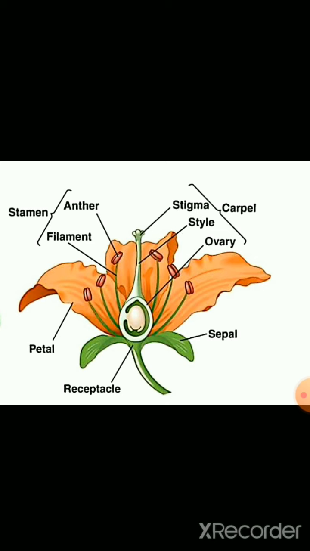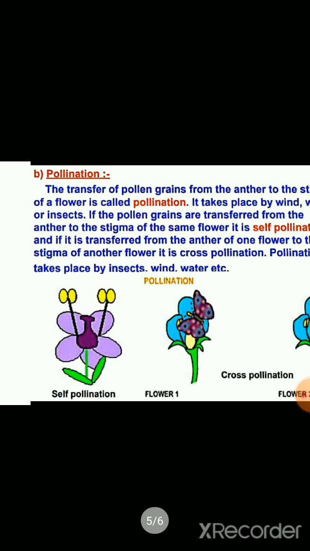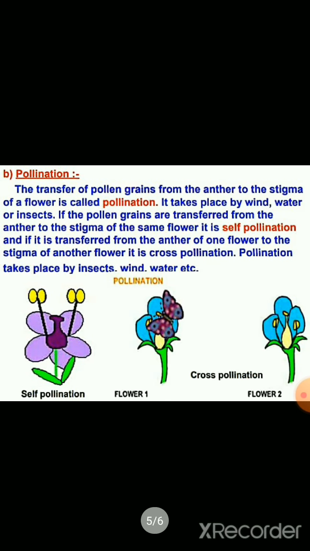So how is the pollen transferred? Another process comes, that is called pollination. There are two methods of pollination. What is pollination actually? The transfer of pollen grains from the anther to the stigma of a flower is called pollination. It can take place by water, wind or insects.